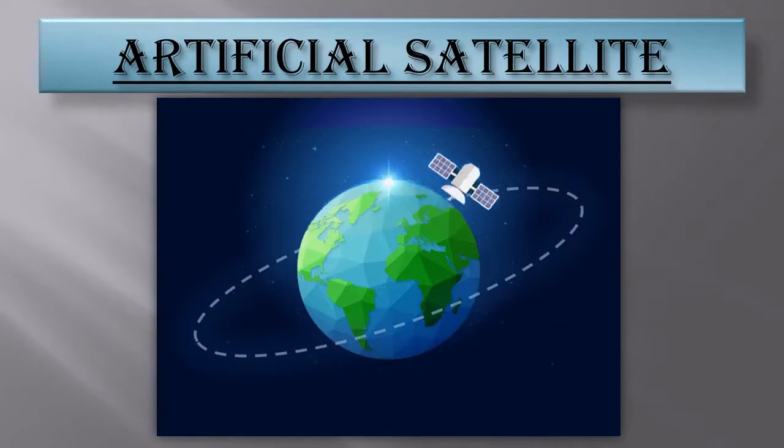Now students, let's understand what artificial satellites are. So we have seen that Earth has only one natural satellite, that is the moon. Okay, and the moon is also revolving around the Earth in a particular orbit. So here you can observe the artificial satellite which has been sent to space. It is revolving around the Earth.